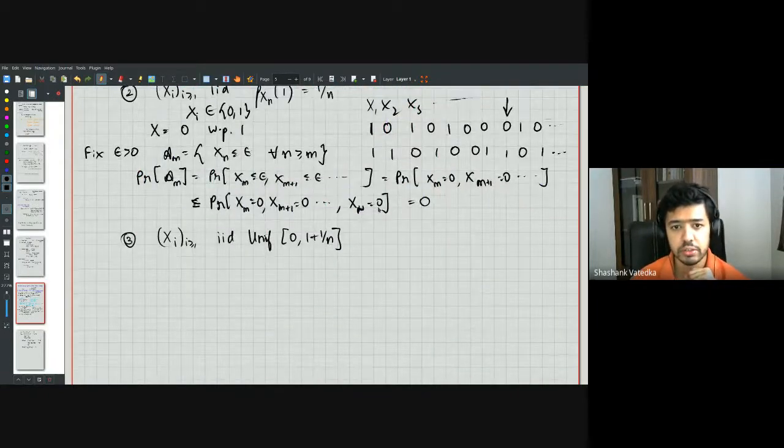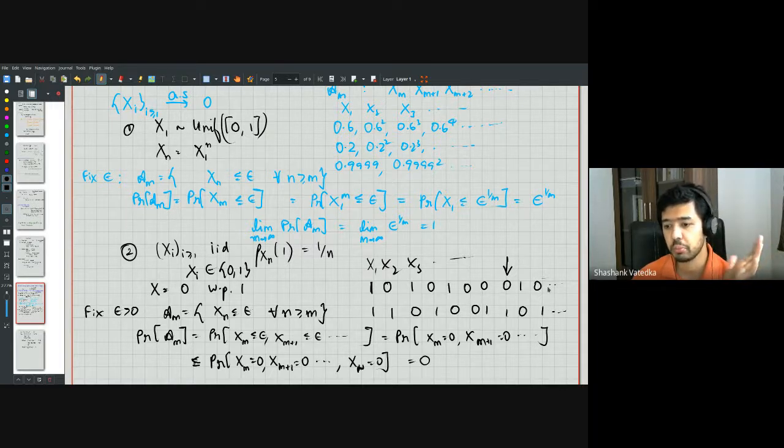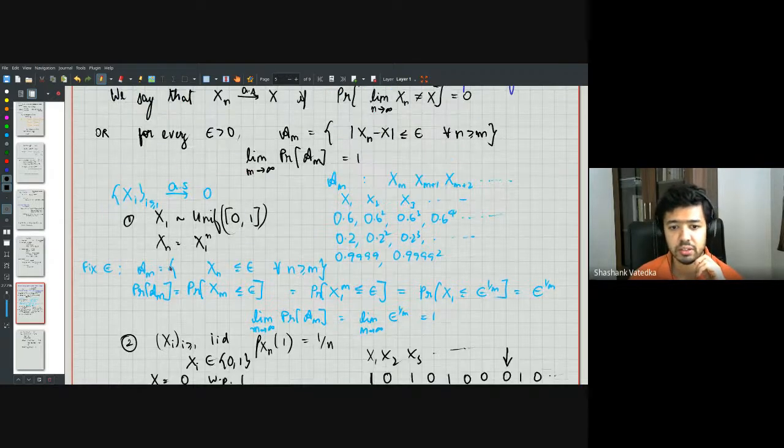Okay, so let's try to see what is happening. We saw two different examples. In the first example, the sequence converged almost surely, whereas in this example we see that it's somewhat converging. Eventually you will of course see more zeros than ones, but you can't say for sure that you will never see a 1 beyond a certain point, right? So in this case, you're almost certain that beyond a certain point, you're not going to see anything more than epsilon. It's going to be very close to 0.